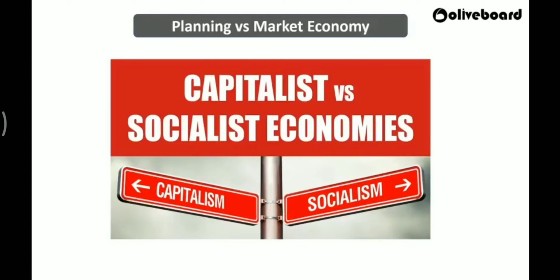So we will see what is meant by socialistic economy, what are its characteristics, and what could be the merits and demerits of the same. And at the same time, what is meant by capitalism, what are the characteristics, again what are the pros and cons, and then the comparison between these two economies.